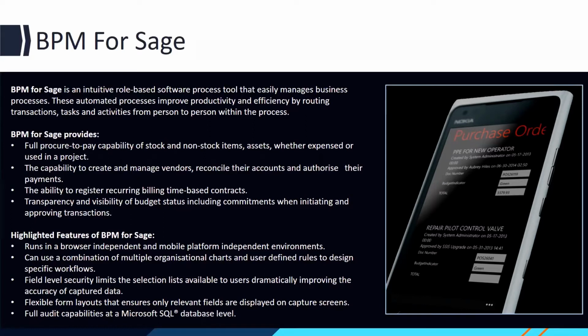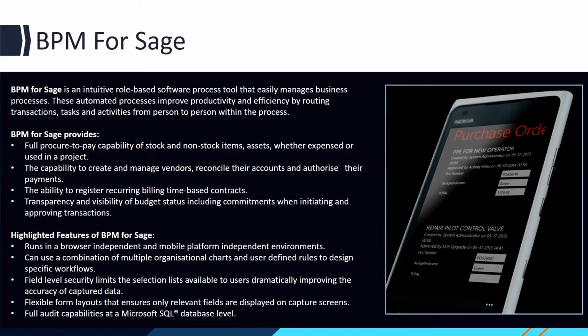The product also houses field level security, which ensures users dramatically improve on accuracy when capturing by limiting them to data selections that pertain to their allowed security levels. One example of this is only allowing users to see certain GL accounts based on their specific security levels.